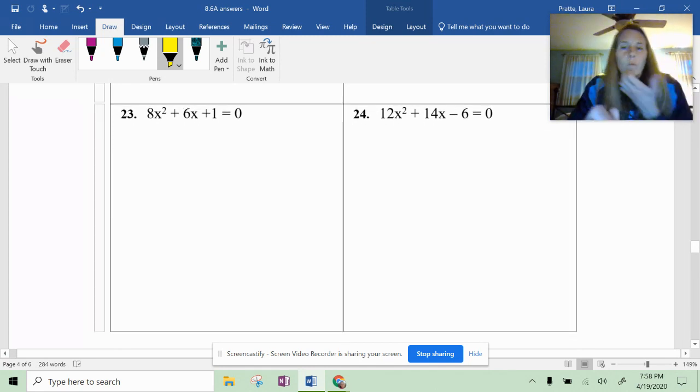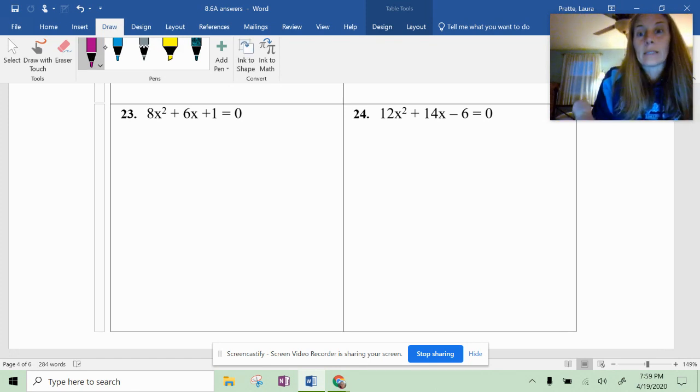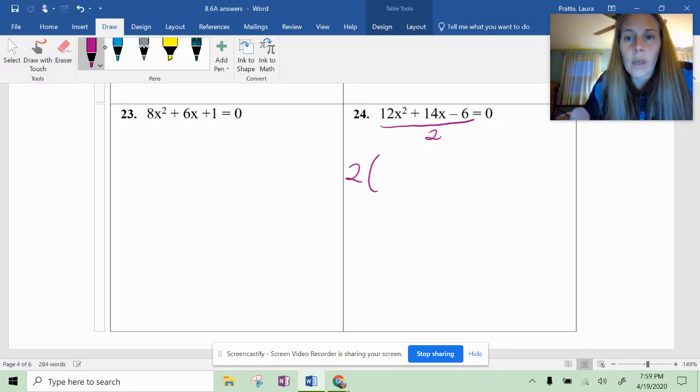Okay, so number 24, what can we divide all of this by? Now, even though they're all divisible by, I believe it's 2, there's still going to be AC method that you need to do. So we're going to divide this all by 2 to make the numbers smaller and more easy to work with. But 12 divided by 2 is 6. You're going to have 6x squared. 14 divided by 2 is 7. And negative 6 divided by 2 is negative 3.